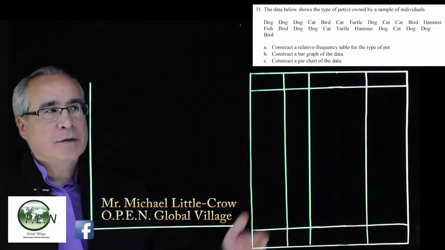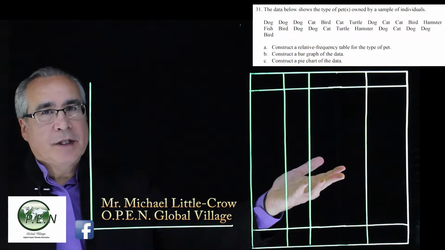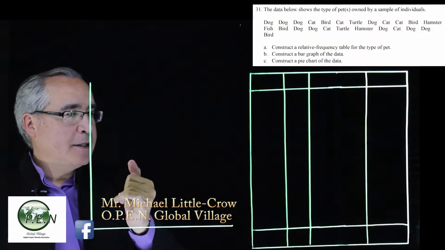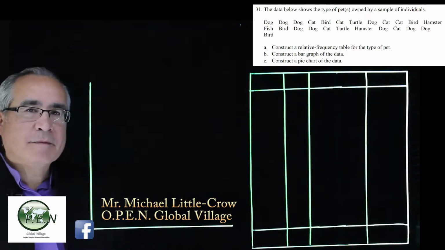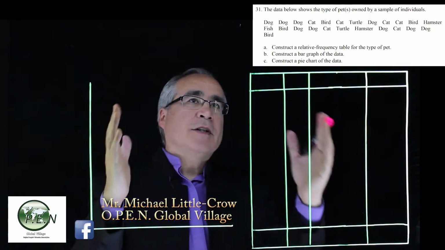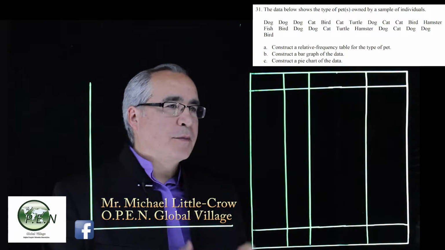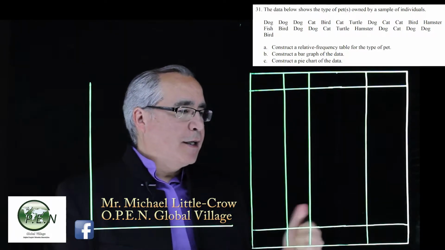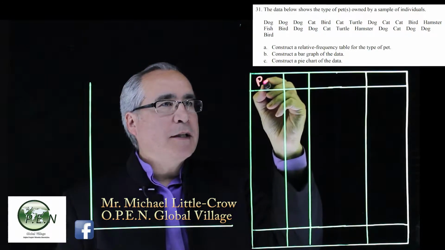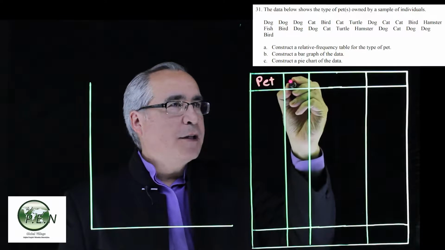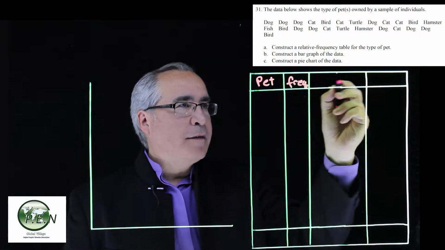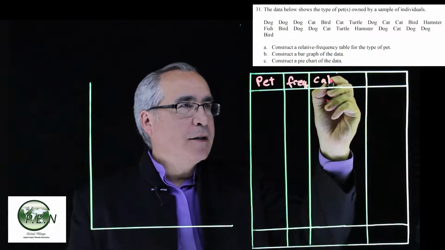In this one, we are going to complete a frequency table, a bar chart, and a bar graph, and then a pie chart or a circle graph. So first, we've got this data, and we need to break it down into a frequency table. So this will be our type of pet. This will be the frequency. I'll leave this place here for the calculation.